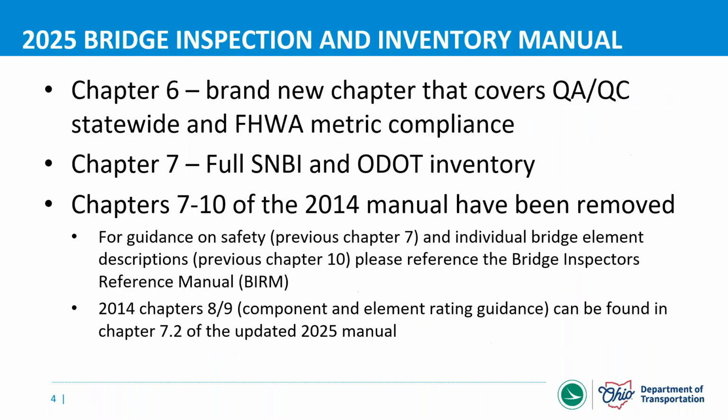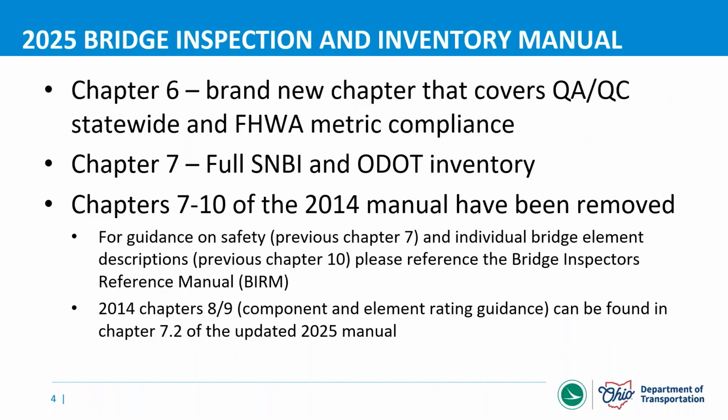Chapter 6 is a new chapter that covers quality assurance and quality control from a statewide perspective, and also the federal highway metrics that we must stay compliant with per federal highway, right? So basically it will cover what ODOT, counties, and municipalities do for quality assurance and quality control. And then it will cover federal highway metrics and what we expect all of our bridge programs to be compliant with.